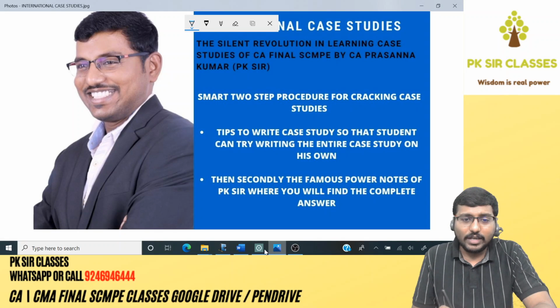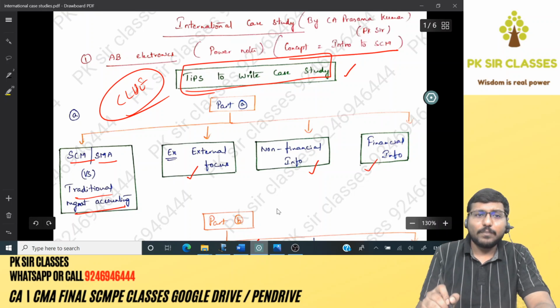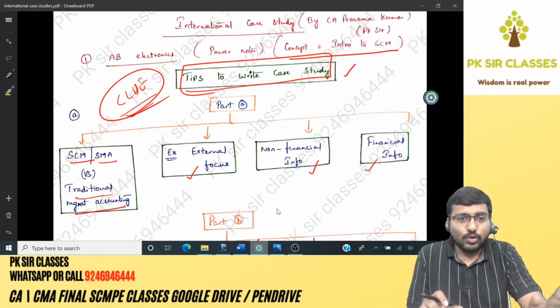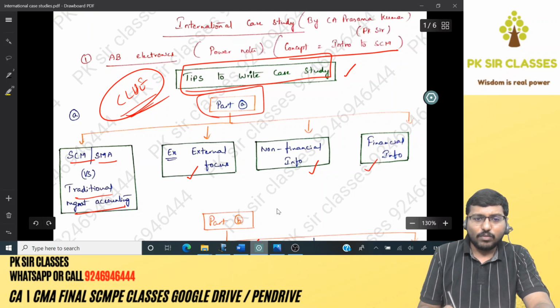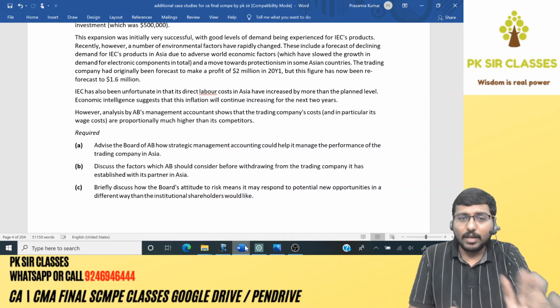But what we are going to do right now is, as you can see here, tips to write a case study. You can call it clues also. So I'm trying to give you clues now. For example, part A of the question. What is part A? Advise the board of AB how strategic management accounting could help it manage the performance of the trading company in Asia.